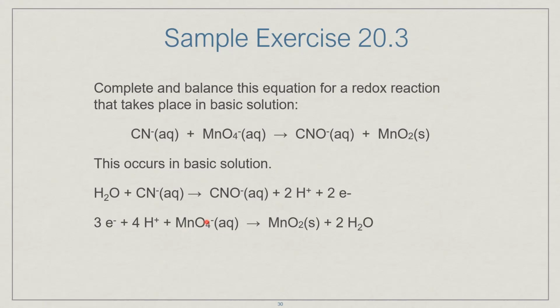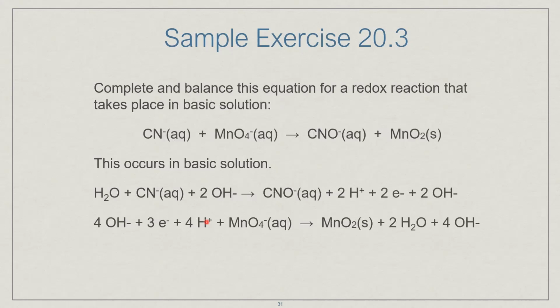And then for this one, since it is going to be in a basic solution, we're also going to add in hydroxide ions. And we're going to add the same number as the H plus. So for the bottom one, we're going to add 4 hydroxide ions to both sides of this reaction, because we had 4 H plus on the left there. And similarly with the top one, we'll add 2 hydroxide ions to both sides, just because we had 2 H plus on the right for that one.